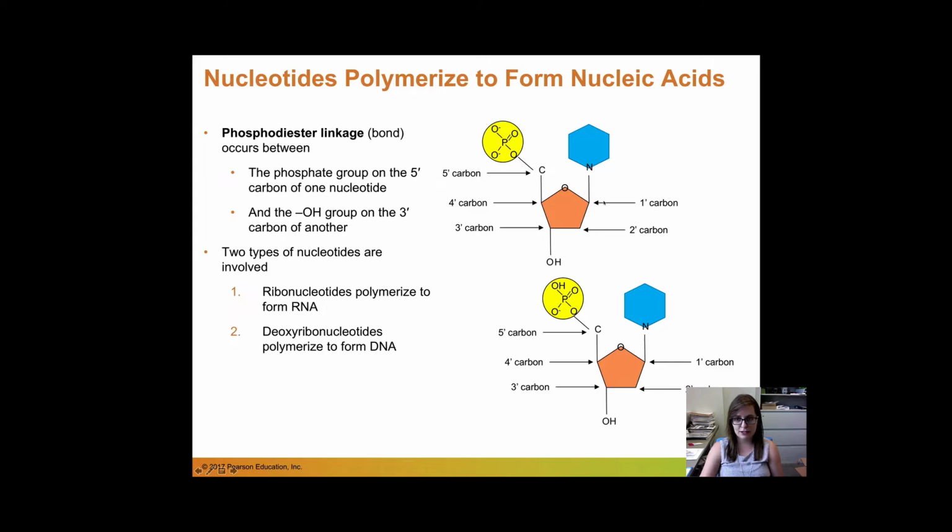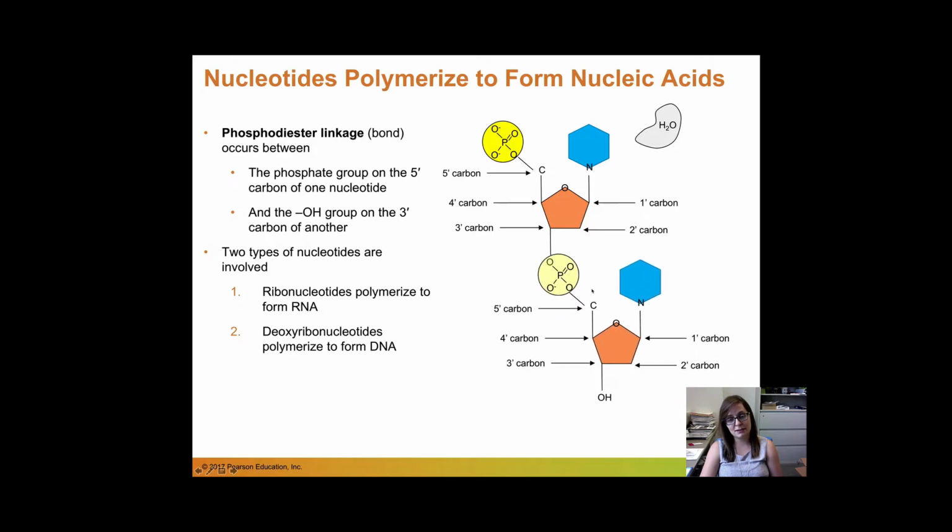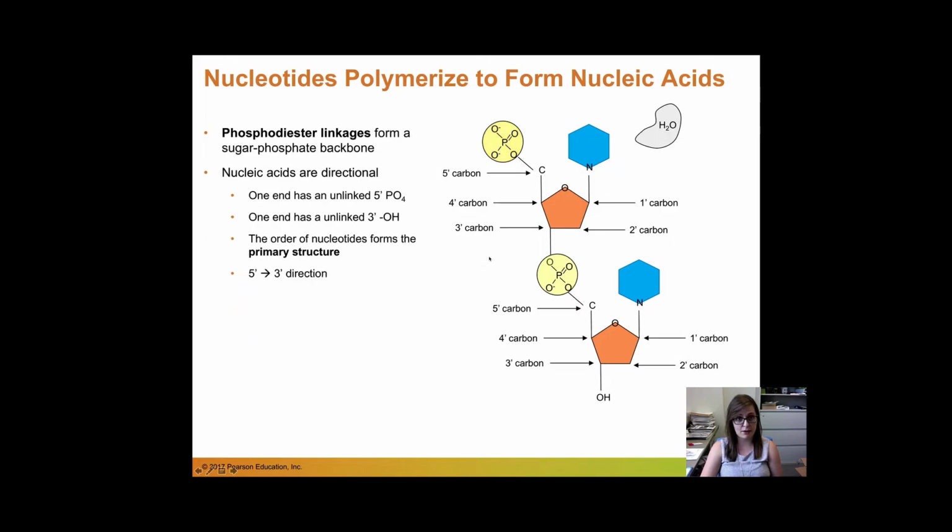And so here we're going to number our carbons, so 1, 2, 3, 4, 5, and we're going to have this 5' phosphate group come together with this 3' hydroxyl. And water is going to come out because it's a condensation reaction, so there goes water, and there links up our phosphate, and this is right here, that line is our phosphodiester bond, and this forms the primary structure of both DNA and RNA. And what it creates is this sugar phosphate backbone.